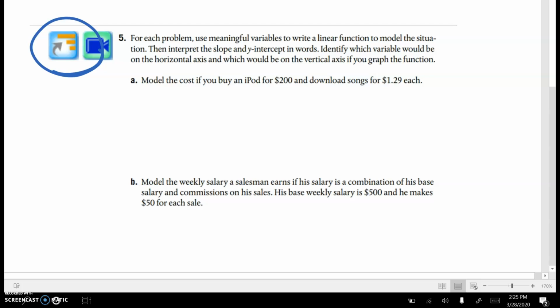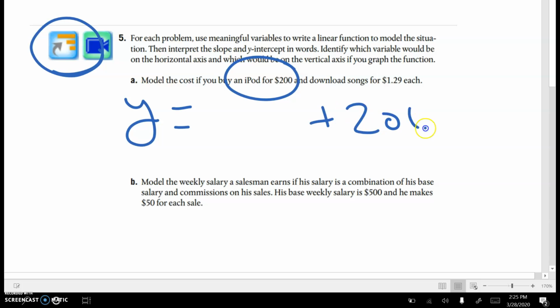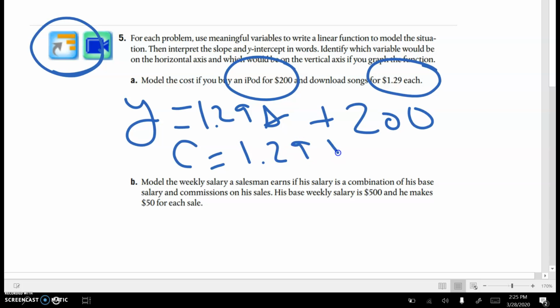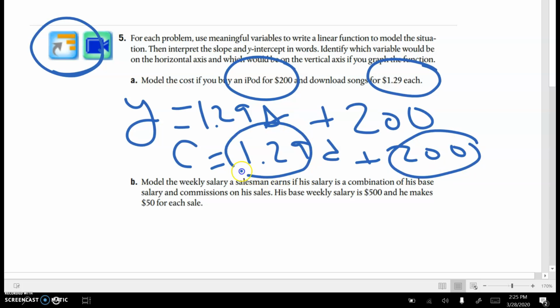All right, so let's look at this. I have y equals, and you could use C for cost. My iPod is my one-time expense. I don't have to keep buying it over and over again. I buy it once. And then every download is your ongoing rate. It's per song. So I could use S for song, or I could use cost equals $1.29 per download plus the 200. But notice your one-time fee is your y-intercept, and your ongoing rate is your slope.